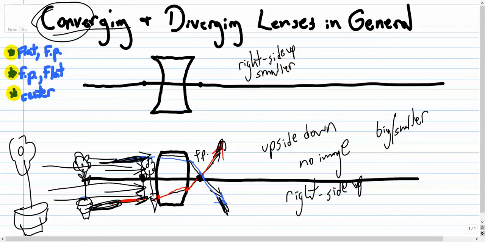And I think I'm going to stop the video here. I'm going to clean this up, and then I'm going to shoot the next one and show you how to draw images a little bit better.